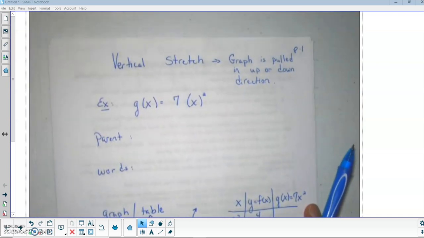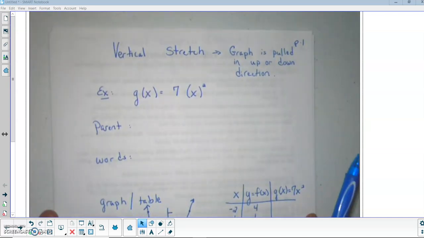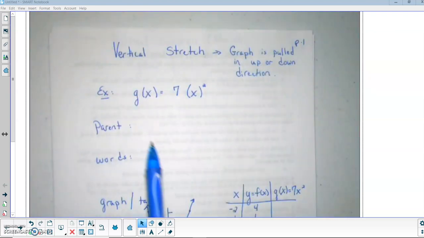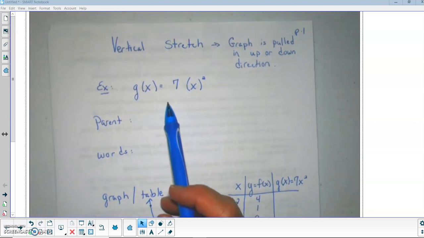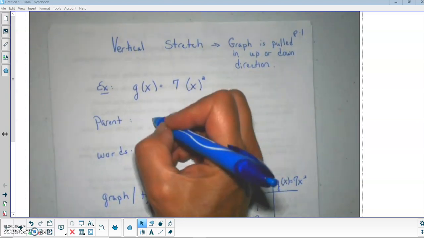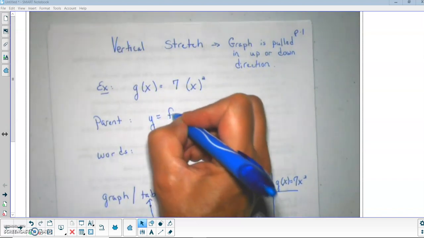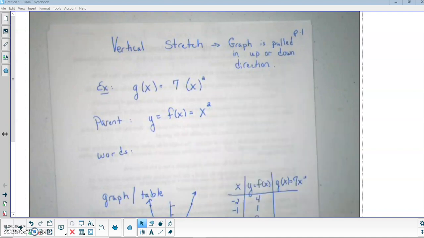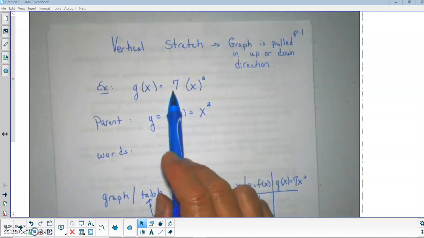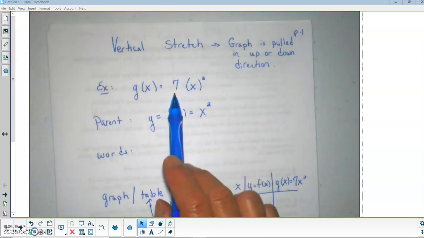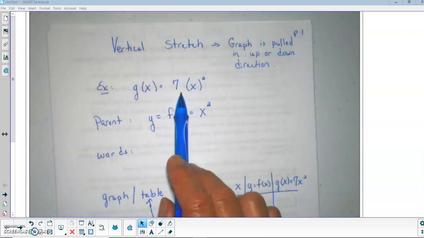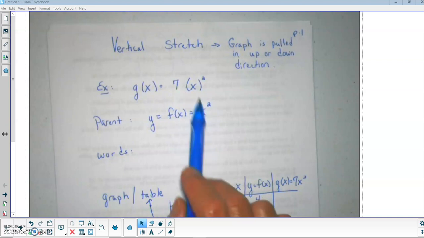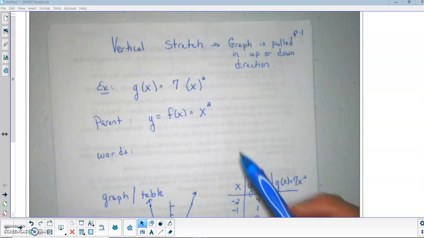So a vertical stretch is when the graph is pulled in the up or down direction. So we're going like this with the graph, up and down. In this case, I've picked the parent quadratic function. So the parent function is y equals f of x, and that's x squared. If I was to describe in words what this transformation is all about, the 7 out in the front is a multiplier. So it's increasing the output values of this parent function by a multiple of 7.